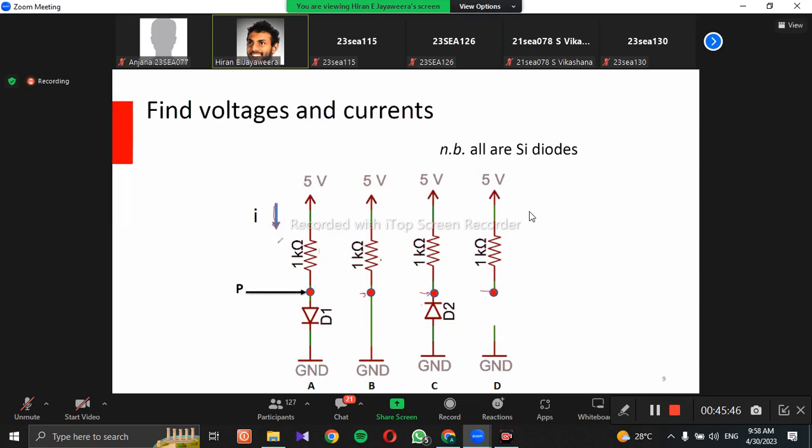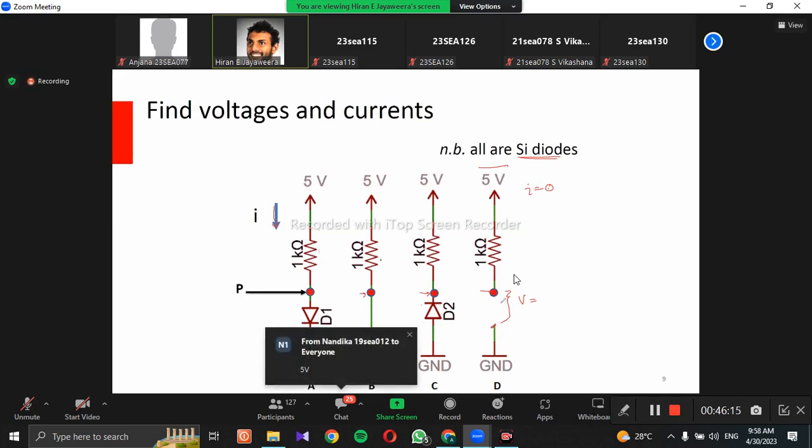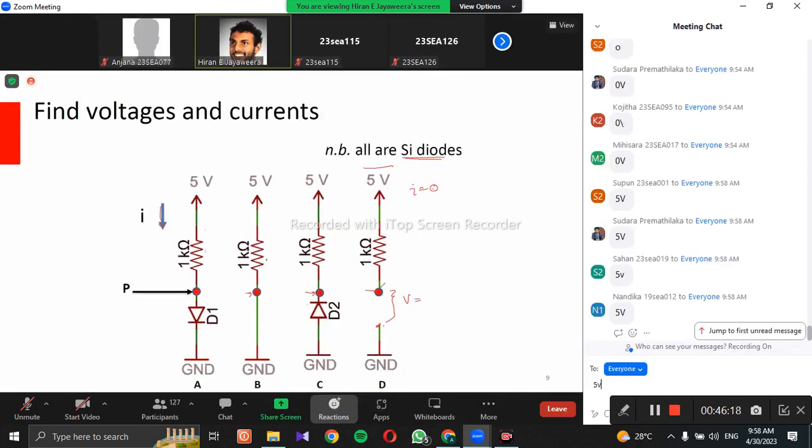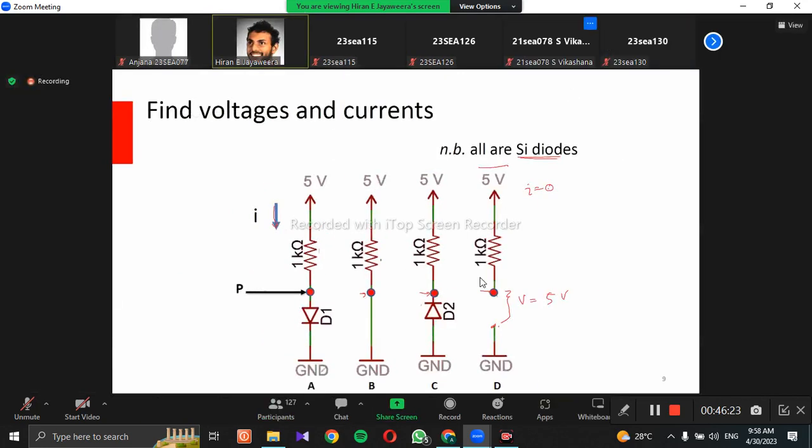Nothing is mentioned, so the diodes are silicon diodes. If it is forward bias, the drop is 0.7, right? Now, for example, I'll start with this D. What I can say is the current is 0. How about the potential difference between these 2 points, ground and this point? It's 5 volts, right?